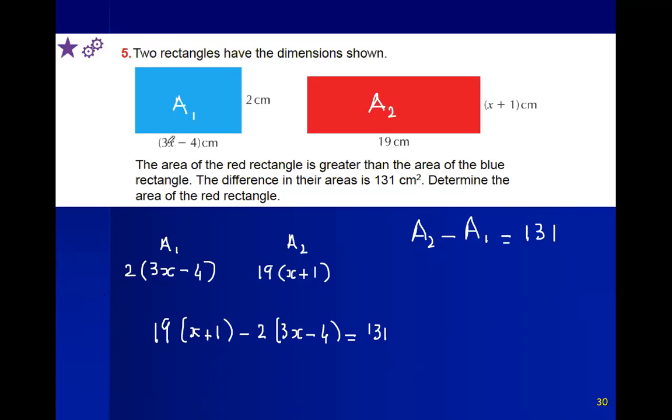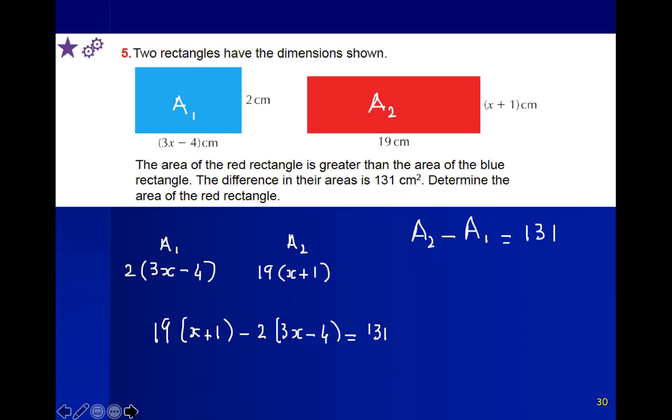Once you find x, they've asked us to determine the area of the red rectangle. You replace x with its value. Once we find x, if x is 3, for example, 3 plus 1 is 4. 4 times 19 is going to be the area of the red rectangle, or A2. Okay, and you give your answer in centimetres squared.